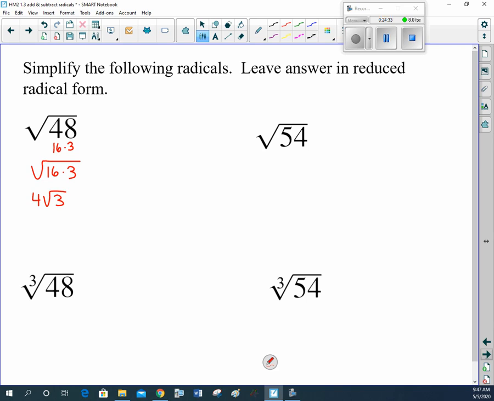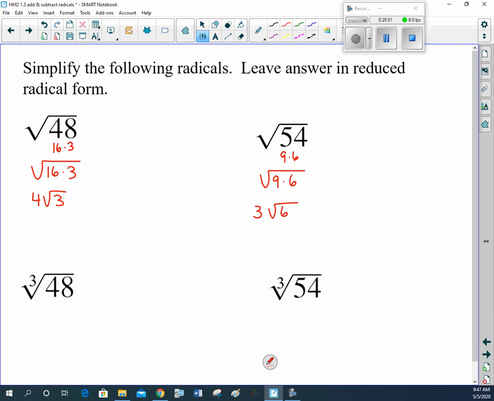54, what goes into 54? Let's see. 4 doesn't go into 54. I'm usually looking for 4s and 9s first, and then 9 does. So 9 times 6 is 54. So I'm going to do square root of 9 times 6. Square root of 9 I know is 3. And so we end up with 3 root 6.